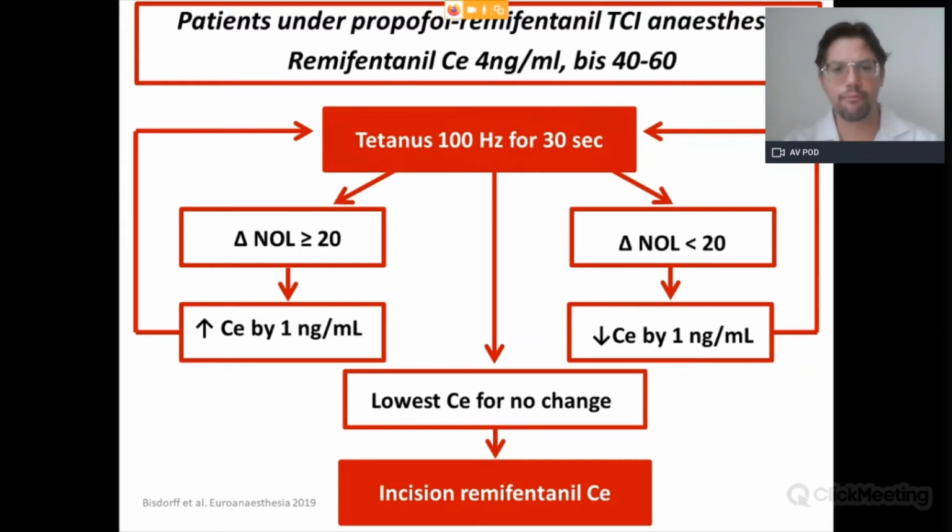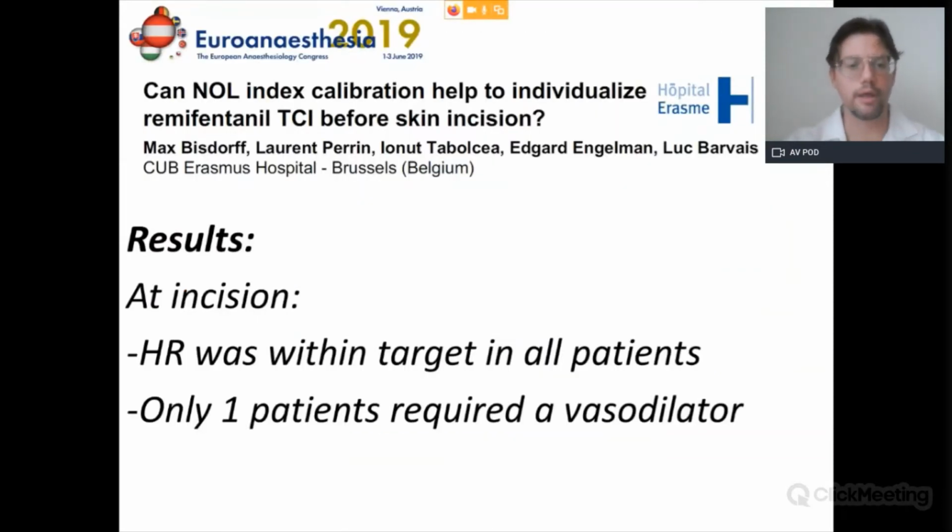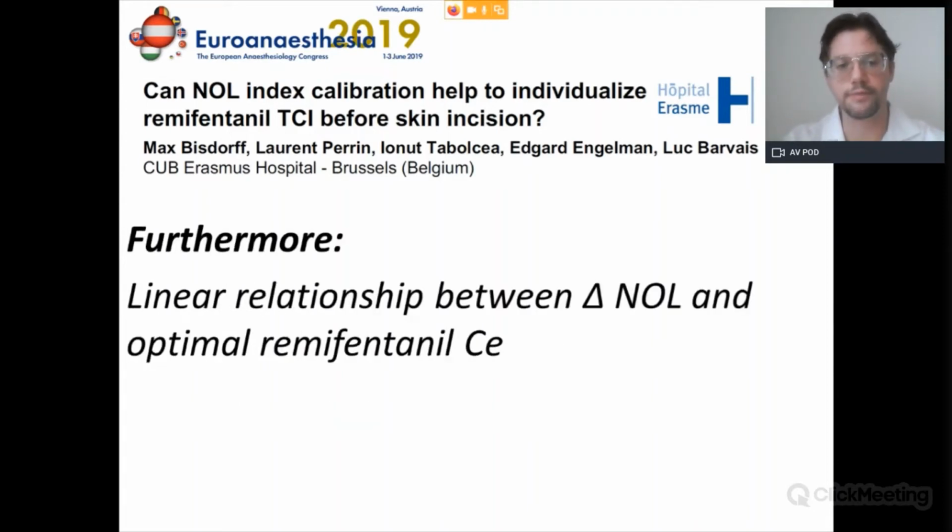So what did it give? Their results were pretty compelling. At incision, heart rate remained in target for all patients. I mean, how many of you actually have patients that don't develop tachycardia from time to time at incision? It's something that's relatively frequent. Even with 15 gammas of sufentanil, you could have tachycardia. And only one patient required vasodilator. Again, results that I find pretty impressive.